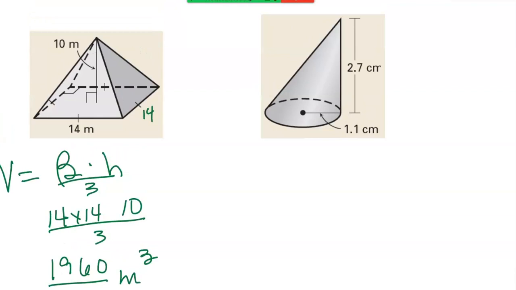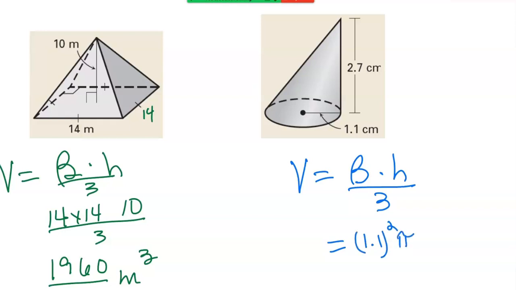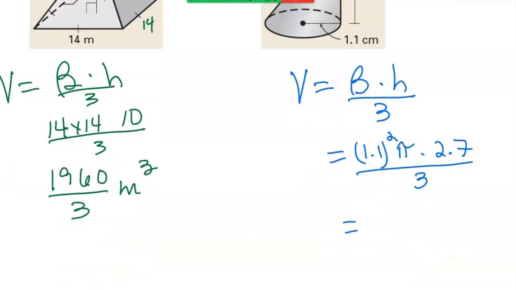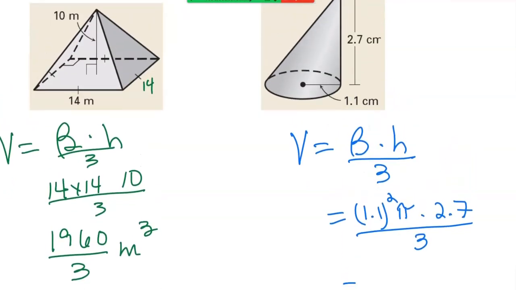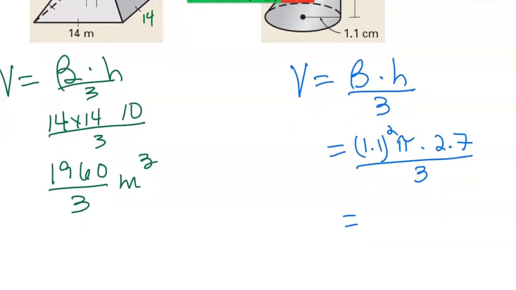One more problem. This is the oblique cone. So volume equals base, area of base times height divided by 3. Area of the base is based on a circle, so it's going to be pi r squared. So 1.1 squared times pi. And then that's your area of the base times the height, which is 2.7. And the whole thing's divided by 3. And when I got that, let's see what I'm getting. Oh, you know what? I said I tried to use easier numbers, but we'll go with these. So I have 1.1 squared times the 2.7, and that gives me 3.267 over 3 pi, and I'm in centimeters cubed, and that's good to go.